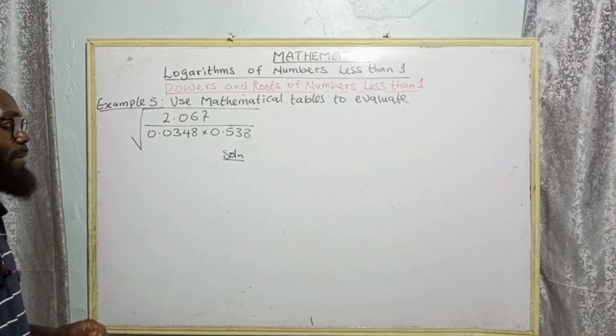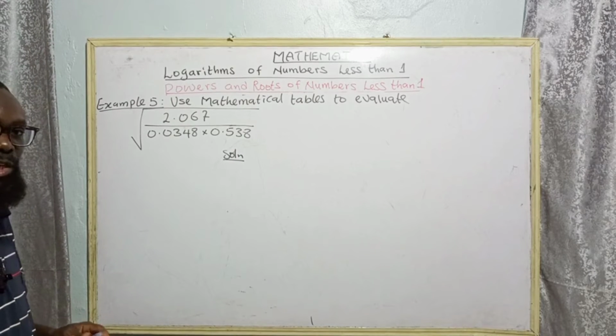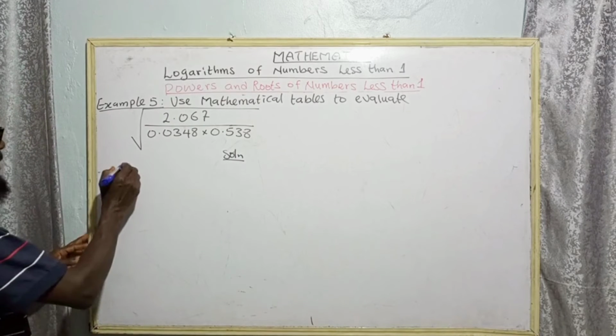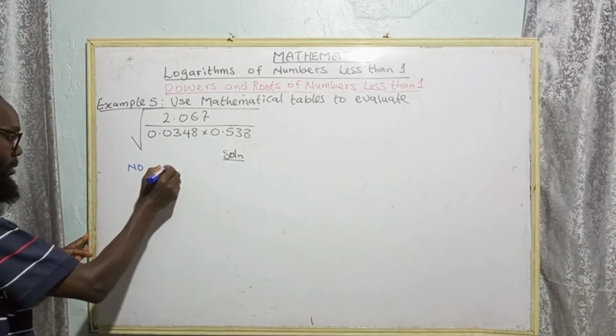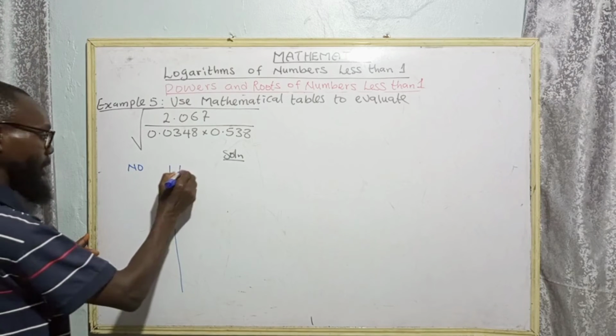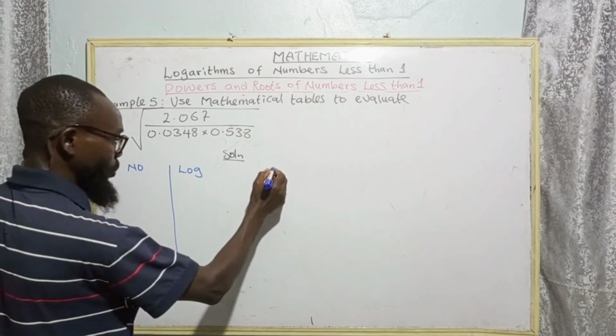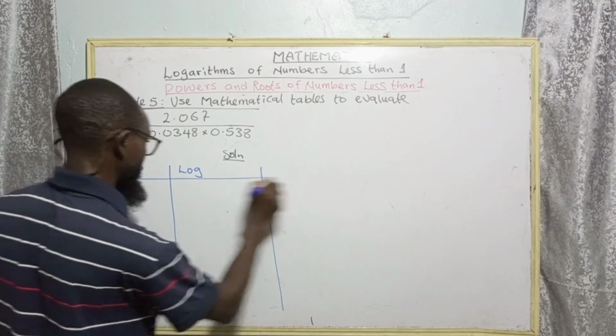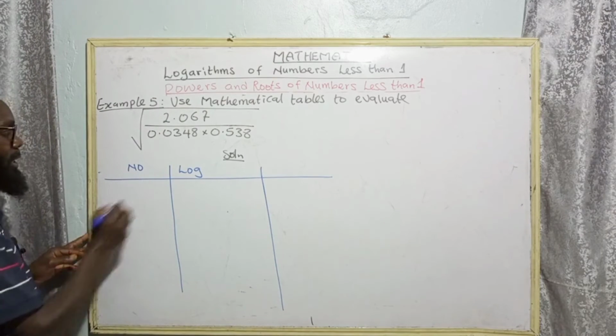Example 5. Use mathematical tables to evaluate square root of 2.067 divided by 0.0348 multiplied by 0.538. So here, we are going to have number log. So let's do it this way.